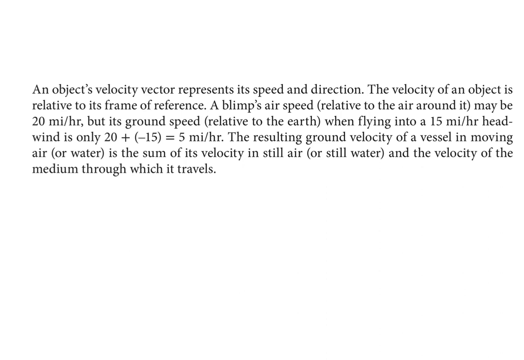An object's velocity represents its speed and direction. So when you talk about speed, that has no direction, okay? So if you tell somebody you're going 50 miles an hour, that has no direction. You are not telling me anything about where you're going. It's just how fast you're going, okay? But when you say velocity, velocity adds another element that includes direction, okay?